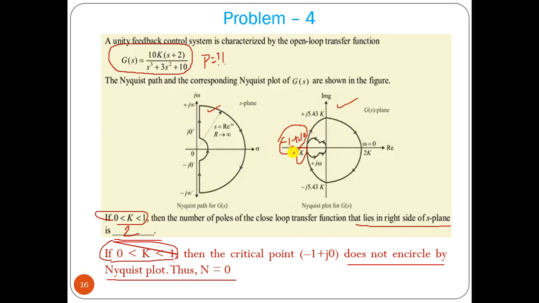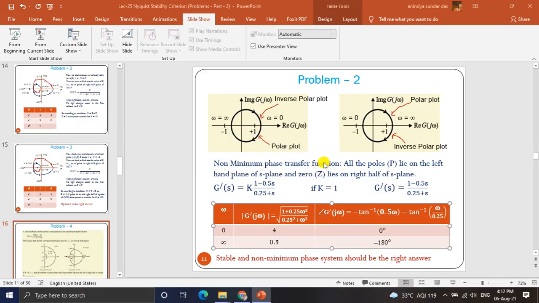Now if we consider the case when this is inside the minus 1 point, then if we look here, what we can see is the anti-clockwise direction. Okay, let me discard it.